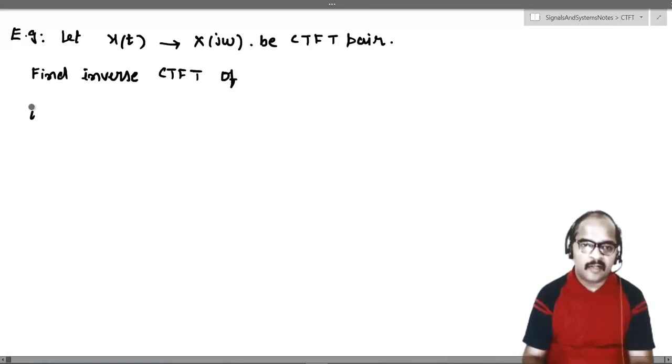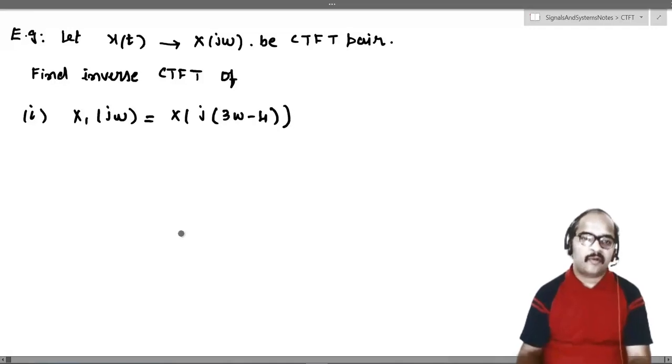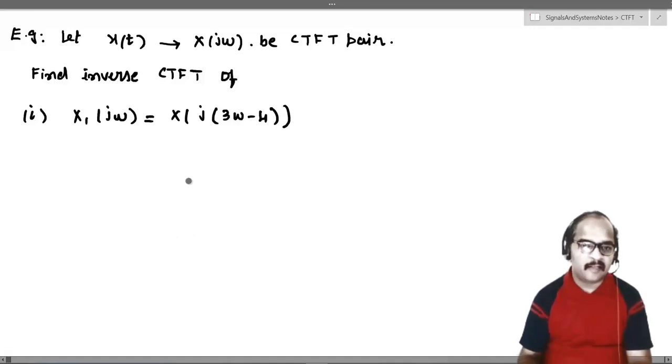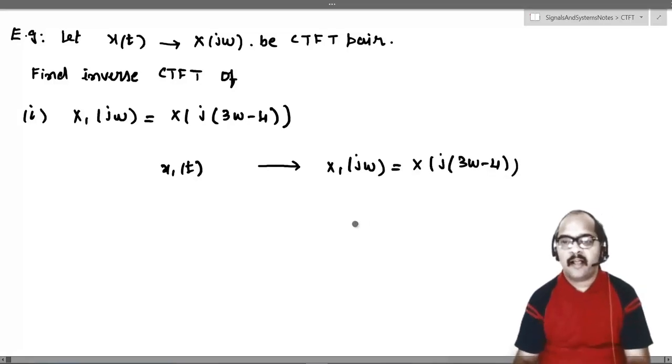Okay, so we'll take the first example, x1 of j omega, which is equal to x of j 3 omega minus 4. We want to find the inverse Fourier transform of this signal, which means we want to find x1 of t. So the question is, which signal x1 of t will have x1 of j omega, equal to x of j times 3 omega minus 4, as the Fourier transform?